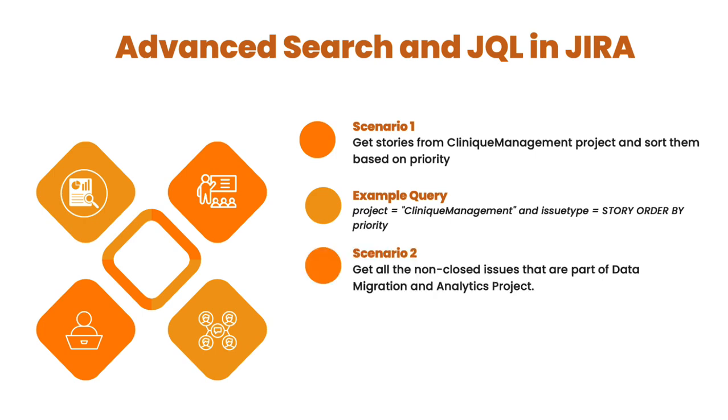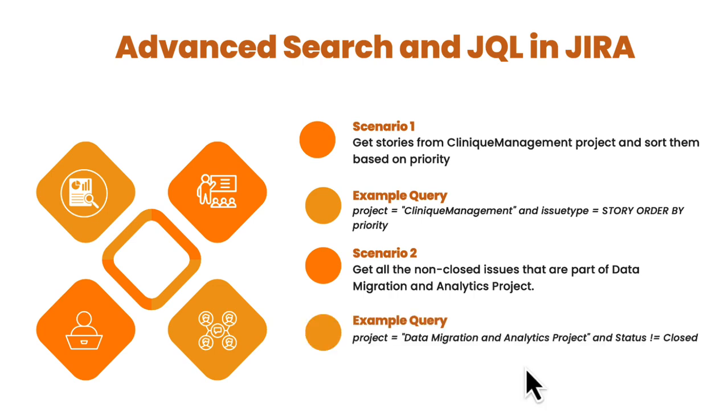Another scenario is get all the non-closed issues that are part of the data migration and analytics project. The example query would be project equals data migration and analytics project and status not equals closed. So this will give us all the issues that are non-closed and are part of a particular project. Let's see this example in Jira.